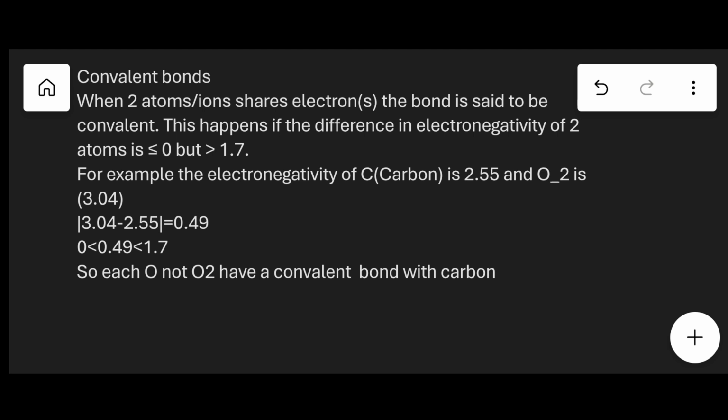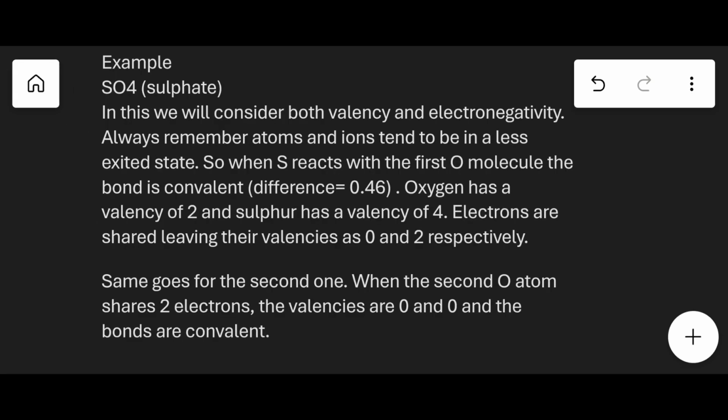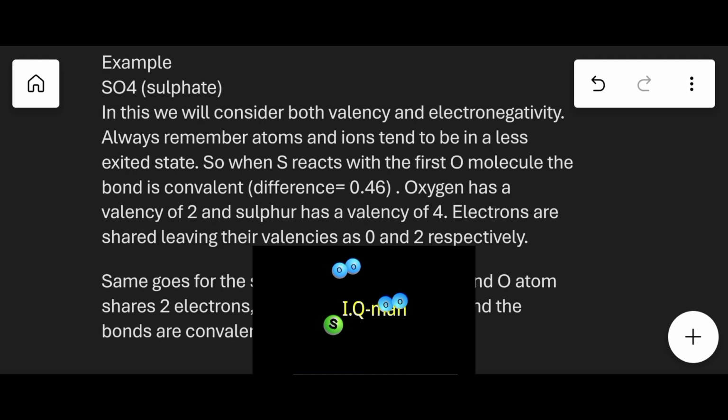In such a bond, the electrons are shared instead of lost or gained. Let's have an example: SO4, sulfate. In this case, we'll consider both valency and electronegativity. Always remember, atoms and ions tend to be in a less excited state. So when sulfur reacts with the first oxygen atom, the bond is covalent with a difference of 0.46. Oxygen has a valency of 2 and sulfur has a valency of 4. Electrons are shared, leaving their valencies as 0 and 2 respectively.